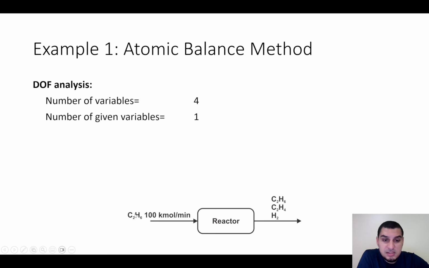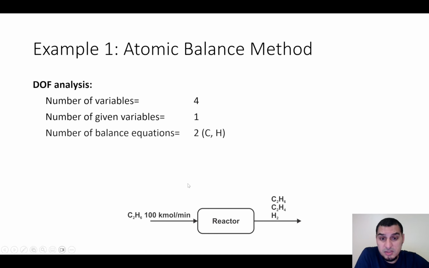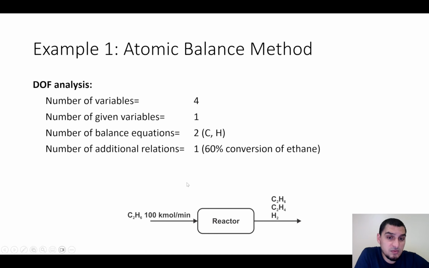The number of equations is equal to the number of atomic species. We have carbon and hydrogen. There are no other compounds there. So I mean atoms, or elements, or atomic species in the system. So it's only 2 equations, and we have one additional relation, which is the conversion. The conversion is a relation between the number of moles of ethane in the product and in the feed. So it is a relation between 2 variables in 2 different streams, the ethane in the feed and the ethane in the product. So it is one additional relation.